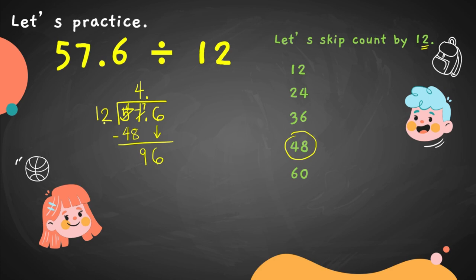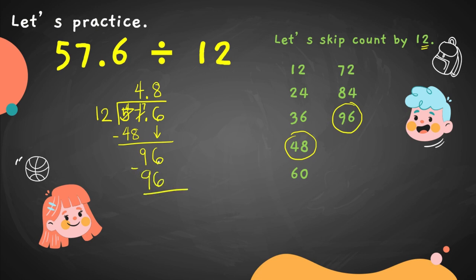96 divided by 12. So, kung hindi sa uladong multiplication table, ituloy natin yung skip counting by 12. 60, 72, 84, 96. So, we have here 96. Pang ilang multiple ang 96? 1, 2, 3, 4, 5, 6, 7, 8. So, 96 divided by 12 is 8. 8 times 12 is 96.